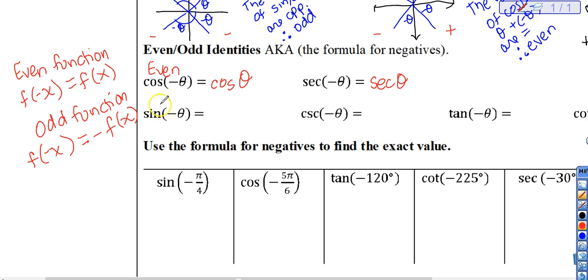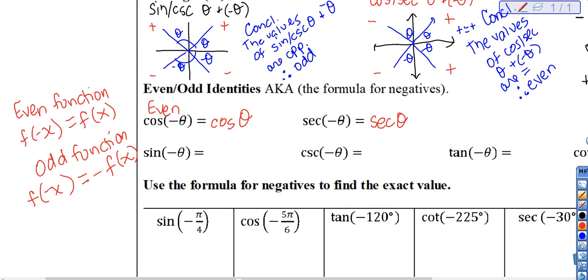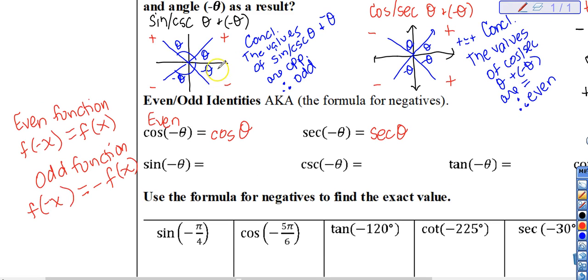Okay, so we decided that the sine of negative theta is equal to the opposite of the sine of positive theta, right? Because their signs are opposite. So the sine of negative theta is equal to the negative sine of theta. Really important to remember the difference between these. Same thing for cosecant.